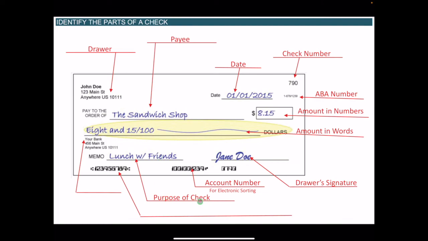This next line is the purpose of your check. And again, you can cash a check without that, but that helps you when you reference it later on. This right down here again is your bank's identification code. And again, it's for your electronic sorting. And then this line here that goes to your bank is the drawee, where the check is coming from, where your money is located.